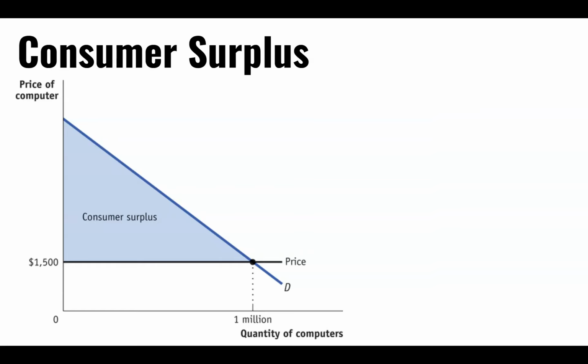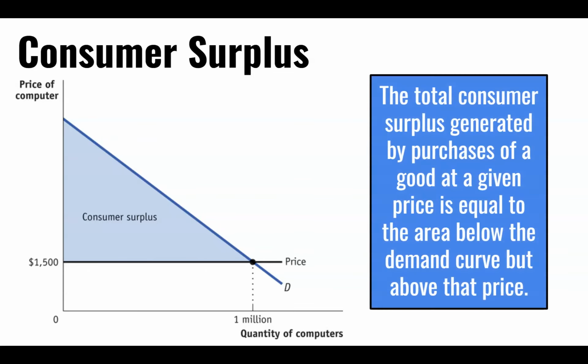So consumer surplus is the area above price but below the demand curve. And we could calculate that amount as 1/2 base times height, because that's the formula we use for an area of a triangle. So consumer surplus is always the difference between my maximum willingness to pay and the price that I actually have to pay.